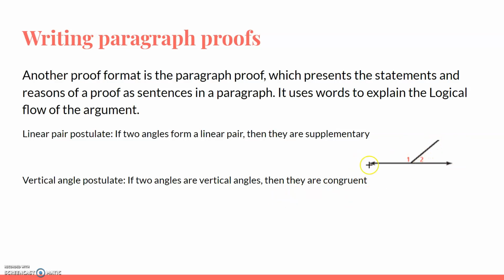So here's what a linear pair would look like. Two angles that sum up to 180 degrees. They are supplementary because they form a linear pair. And then vertical angles. Angle 1 and 3 are vertical, and angle 2 and 4 are vertical because they're opposite from each other.